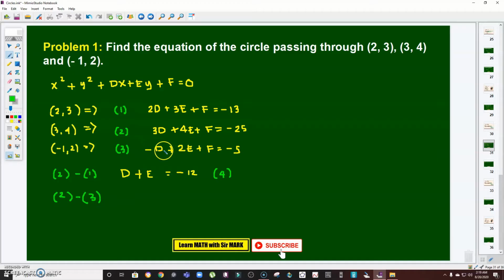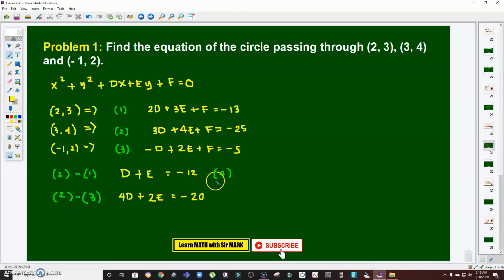Again, isusubtract ko itong equation na to kay equation number 2. Okay, so let's do it. So, 3d minus negative d, this one will become 4d. See that? Okay, 4e minus 2e, that will become 2e. Alright, f minus f, kagaya nung nangyari kanina, ma-eliminate yung f. See that? So that will become 0. And lastly, for the constant, negative 25 minus negative 5, that will be negative 20.